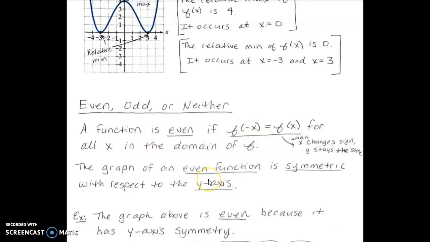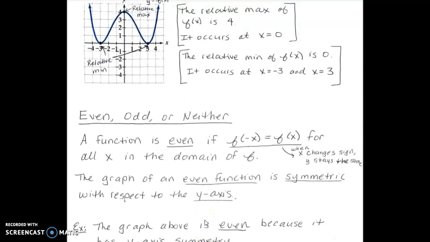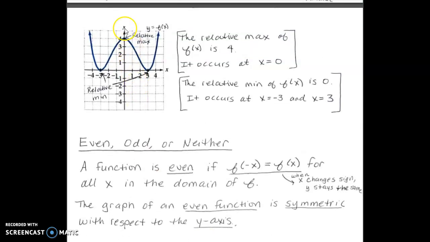When this happens, if I'm looking at a graph of an even function, it will have symmetry with respect to the y-axis. Meaning if you folded the y-axis, the two parts of the graph would match up exactly on top of each other. So the graph above would be even because it has y-axis symmetry. Right here, if I were to fold the y-axis right down this line, this side would land directly on top of this side.